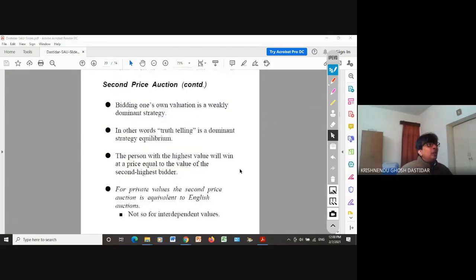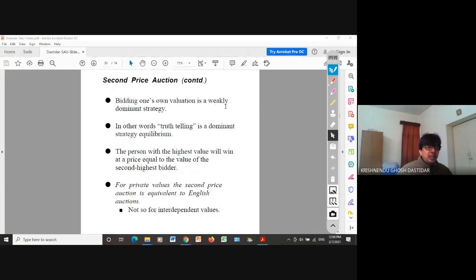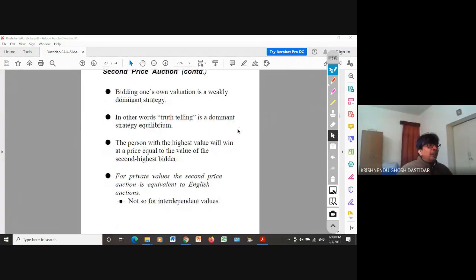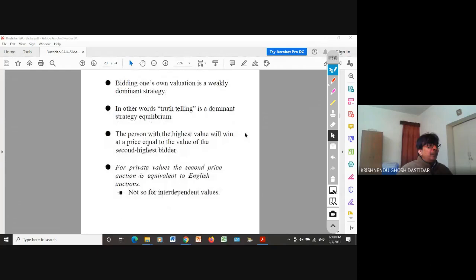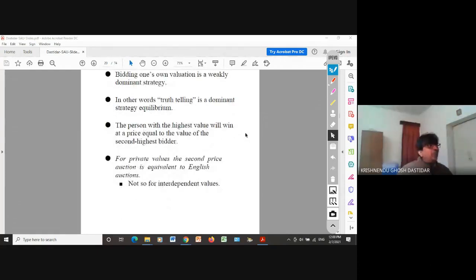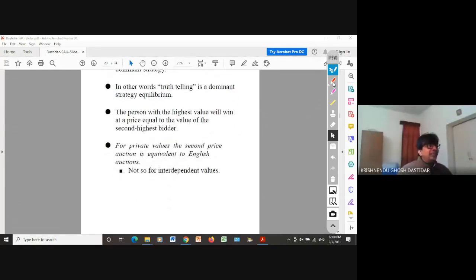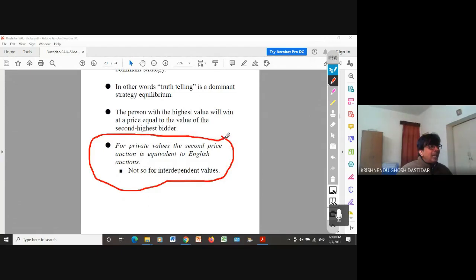So bidding one's own value is a weakly dominant strategy. So in other words, one can say truth-telling is a dominant strategy equilibrium. The person with the highest value will win at a price equal to the value of the second highest bidder. Now let me emphasize the last point, which is here. For private values, the second price auction is equivalent to English auction. What do I mean by that?